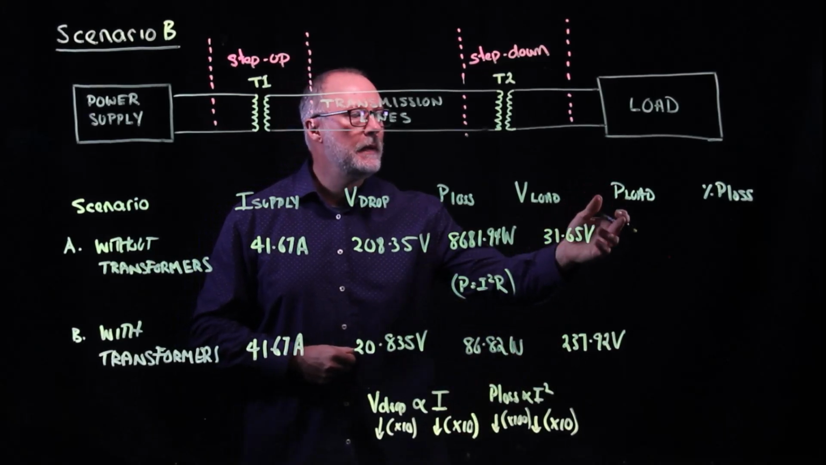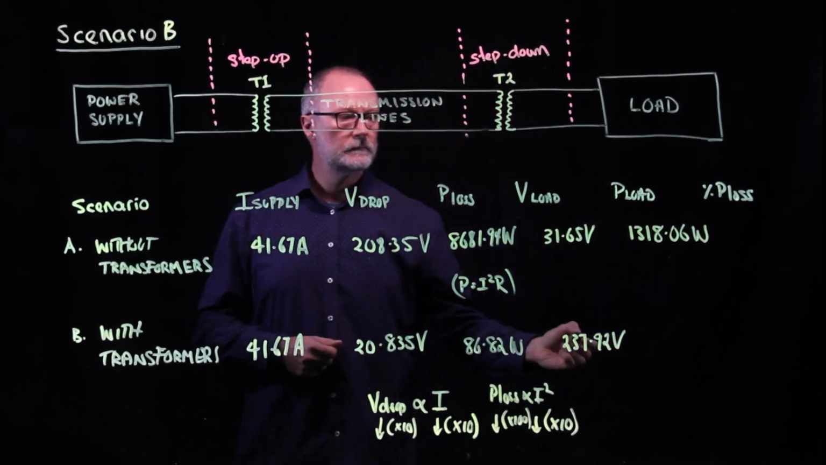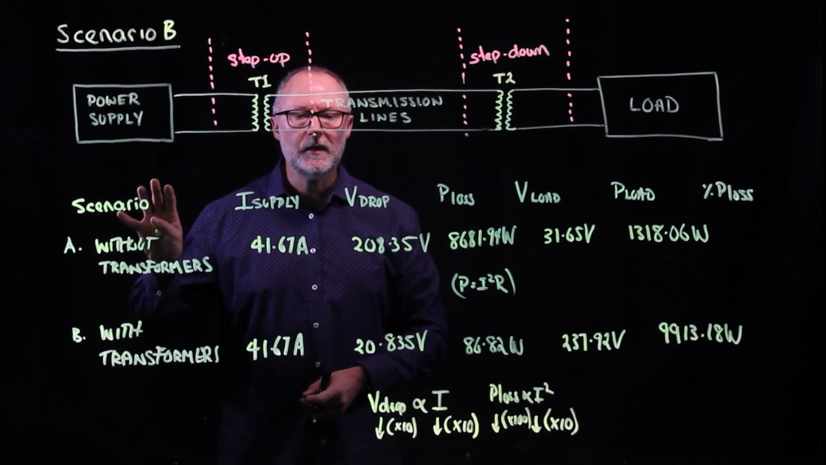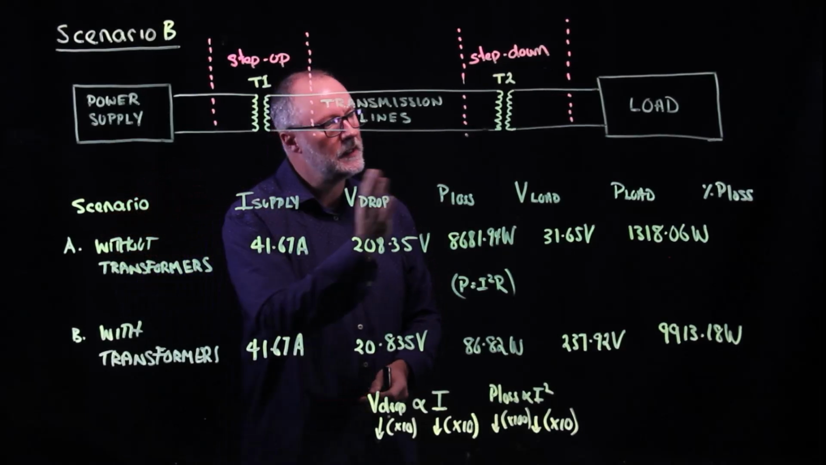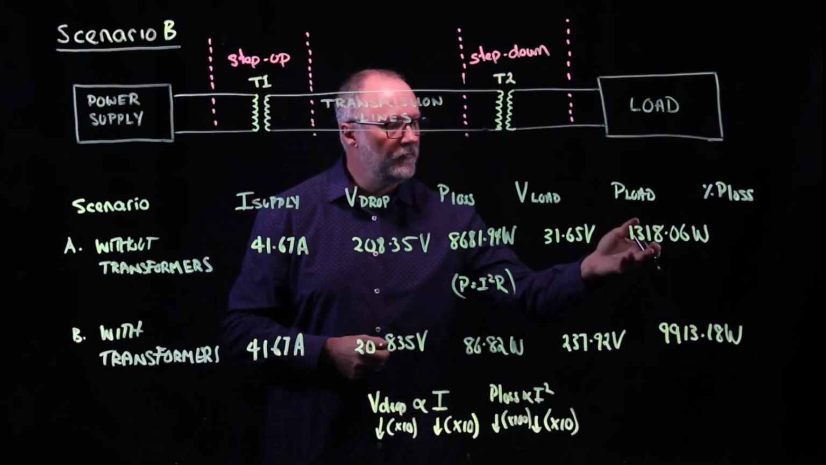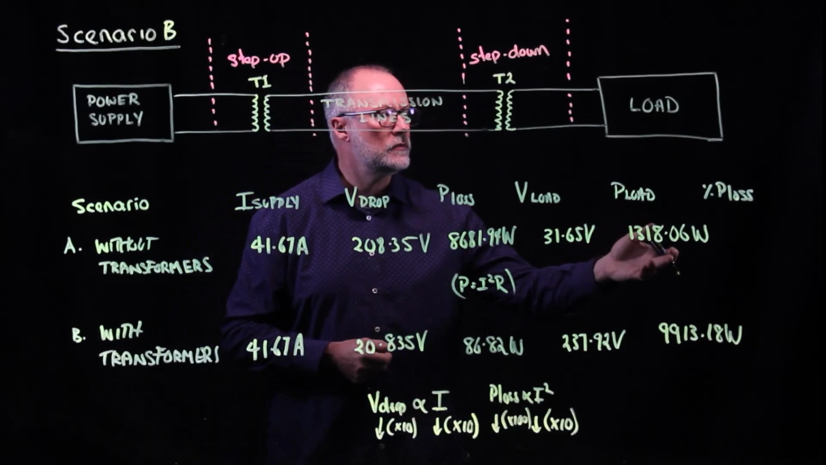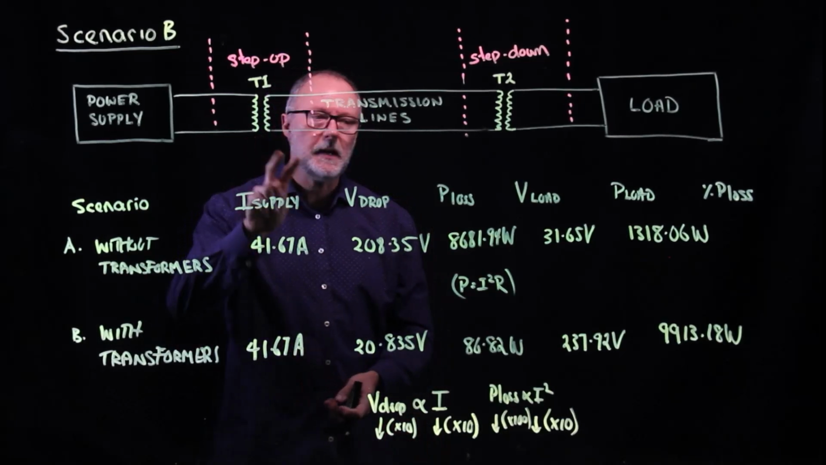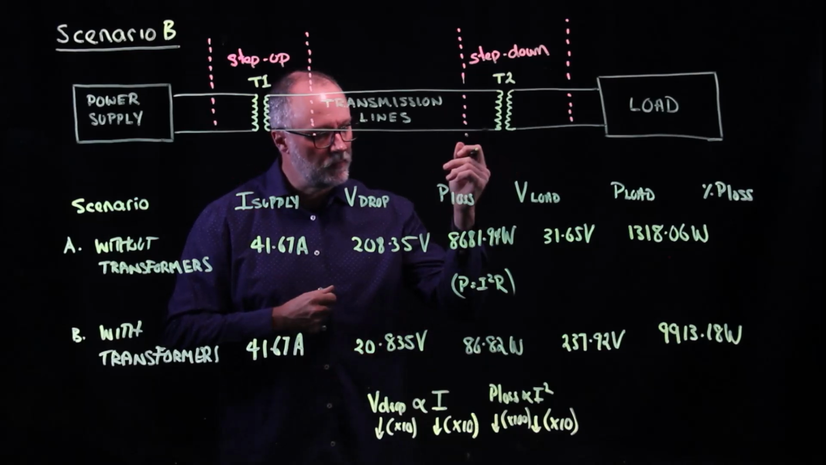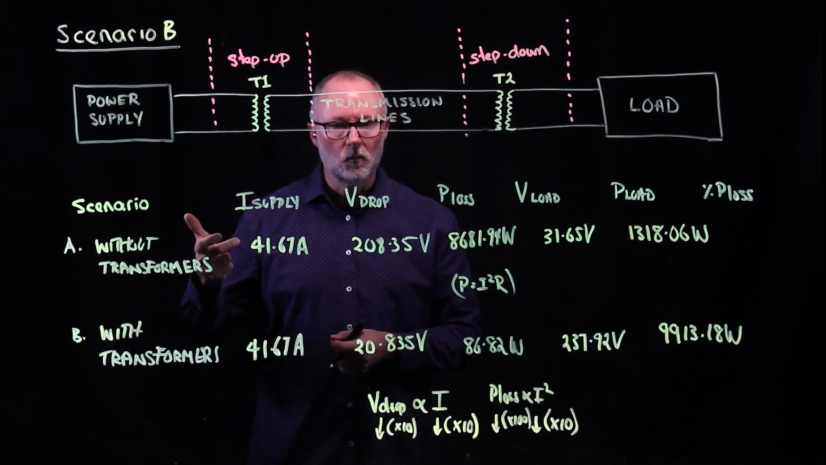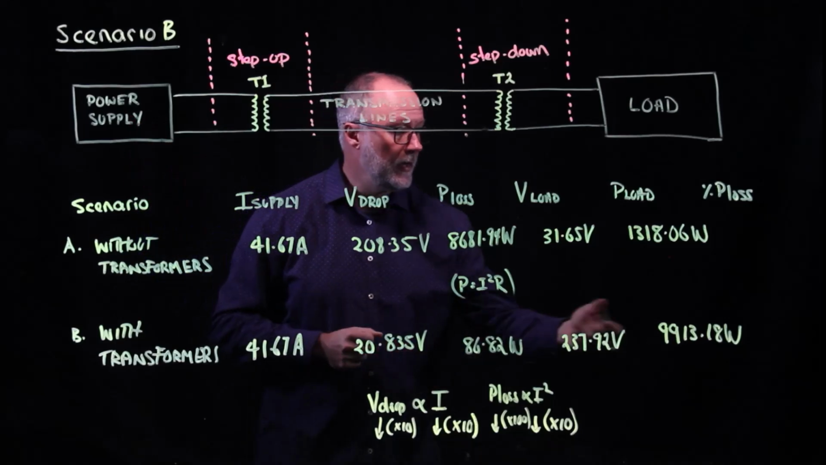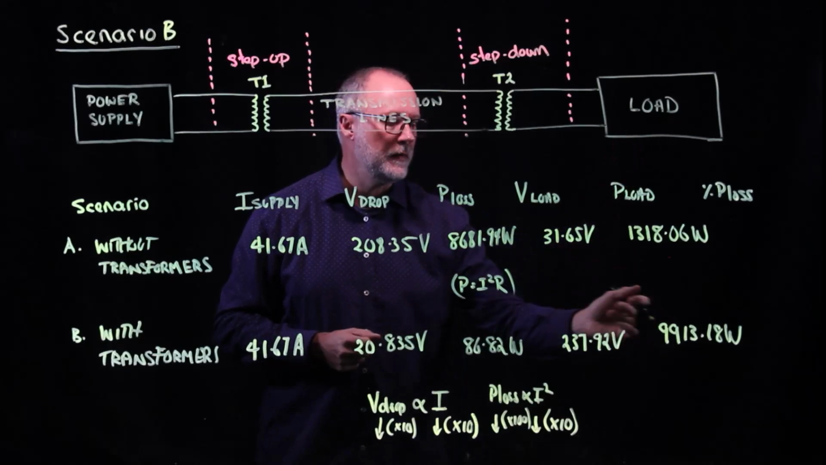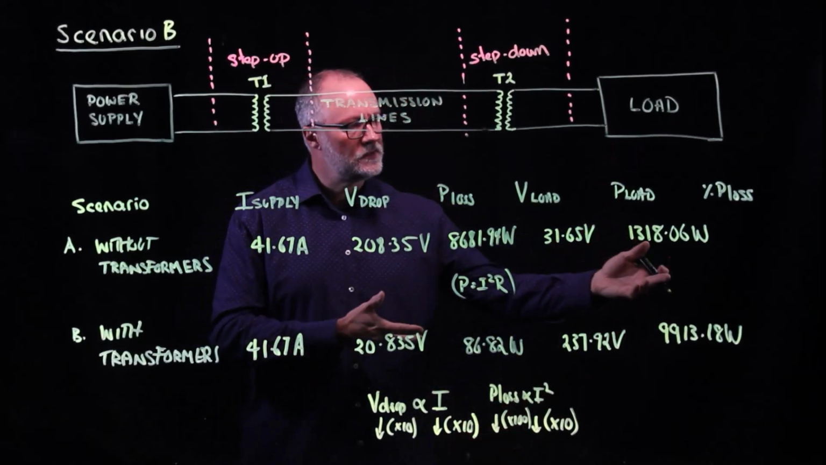Let's now consider the power that reaches the load. Again, without a transformer in scenario A, the original 10 kilowatts, 10,000 watts, is transferred across the distribution system, and of that, only 1,318.06 watts reaches the actual load. Whereas with transformers, the stepping up and the stepping down, the 1 to 10 and the 10 to 1 ratio, of the 10,000 watts that we started with from the power supply, 9,913.18 of those watts reaches the load. A lot better return. Finally, as a percentage power loss.